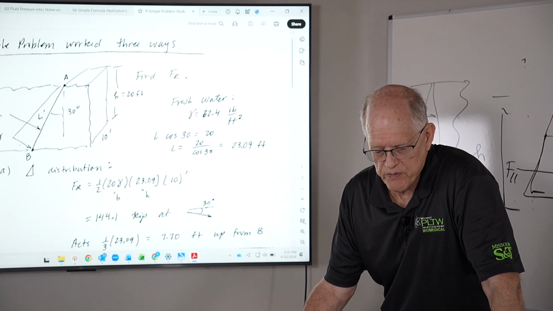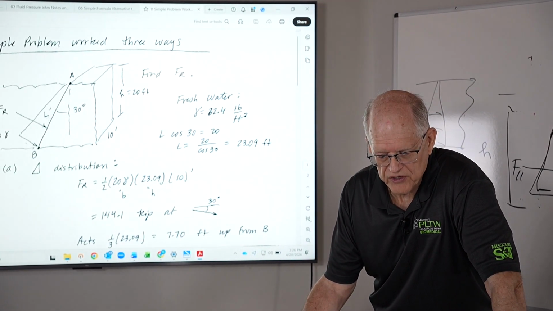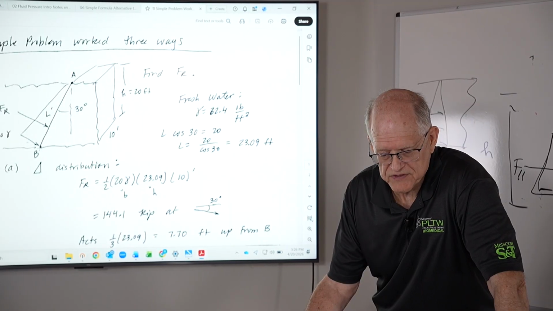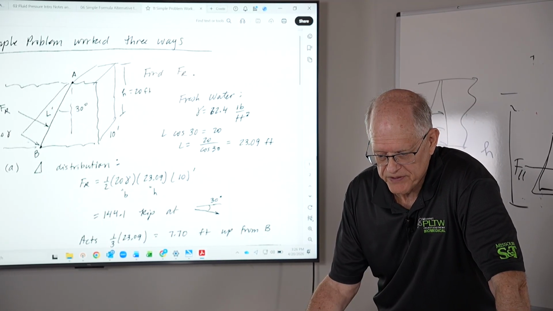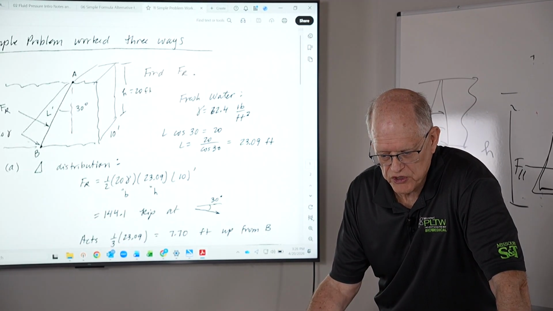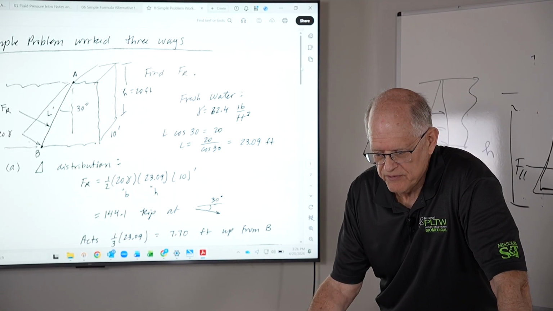And so we want to find the FR acting along this face. And of course, the dam is 10 foot deep. And this is fresh water, so we're going to use gamma is 62.4 pounds per cubic foot.